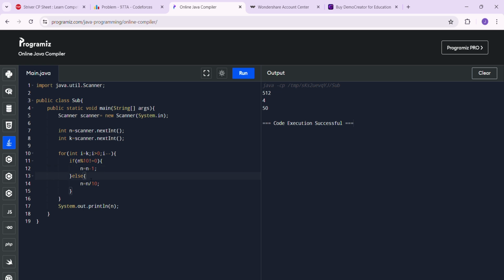And now, if n % 10 equals 0, meaning the LSB is 0, then we will divide that integer by 10. Similarly it will go up to 1, because we are not including 0 here. Now lastly we'll print the result, and our result is also successfully coming out to 50.